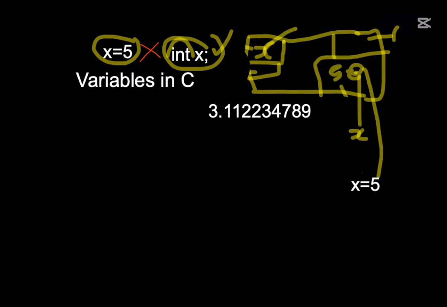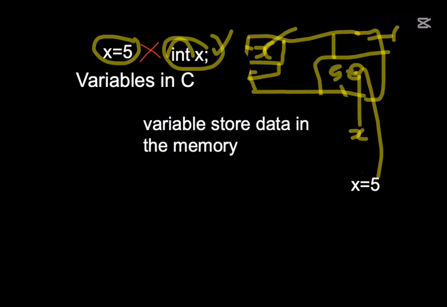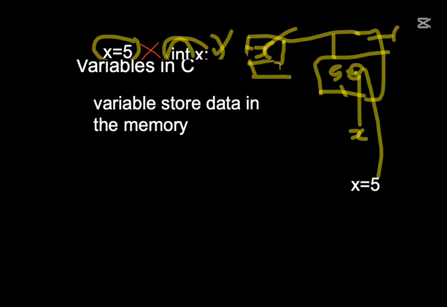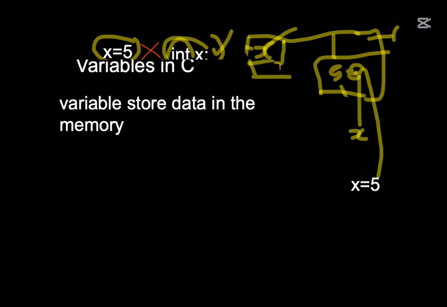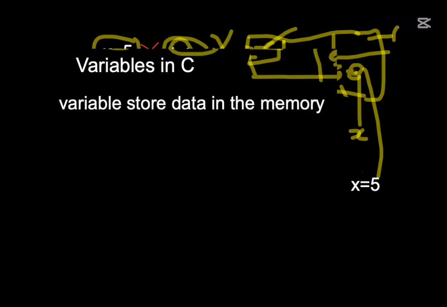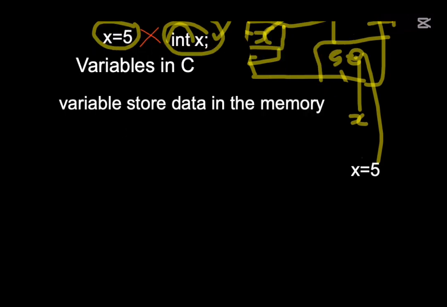This is the best way for you to understand this. It's very simple. A variable stores data in the memory. That's the work of a variable, and this variable can be anything. You can call your variable any name. It's up to you. If you want to name a space whatever you want, it's up to you.